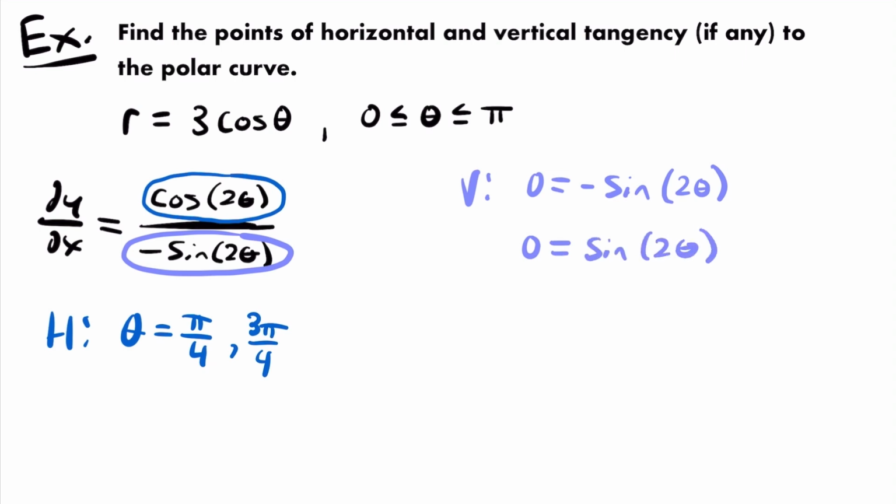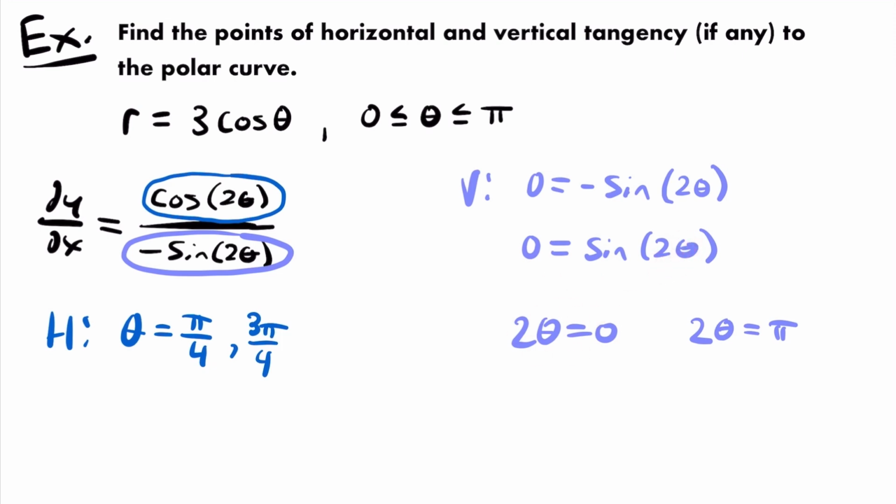And now we just have to determine, when is sine equal to 0? Well, we know that sine is equal to 0 at 0 and pi, right? Sine of 0 is 0, and sine of pi is 0. So we'll set those angles equal to 2 theta, so we'll have 2 theta equal to 0, and 2 theta equal to pi. If we solve for theta, that will tell us what value of theta will make sine of 2 times that angle equal to 0.